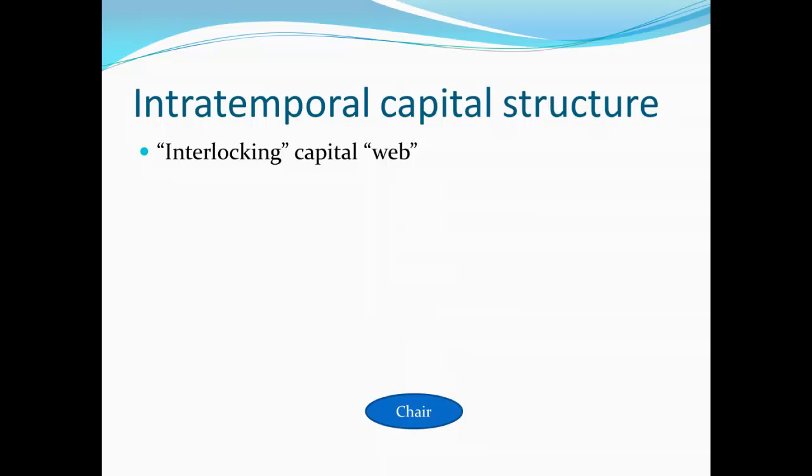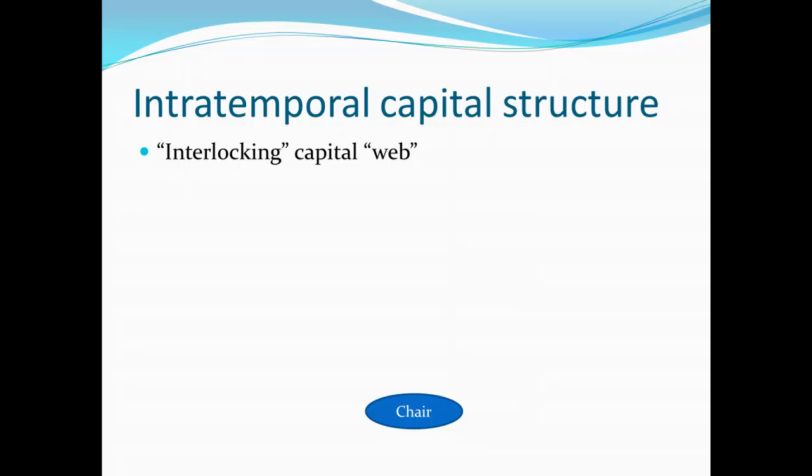Now let's turn to what I call the intratemporal capital structure. The intertemporal capital structure is what we've been discussing in the previous videos about how capital relates to time and the fact that time is passing as we're producing things. Now, with the intratemporal capital structure, we're imagining taking a snapshot of all the capital in the economy at any point in time. And if we do that, what we're going to find is that there's an interlocking capital web. That is, there are lots of different types of capital that all relate to each other to produce things.